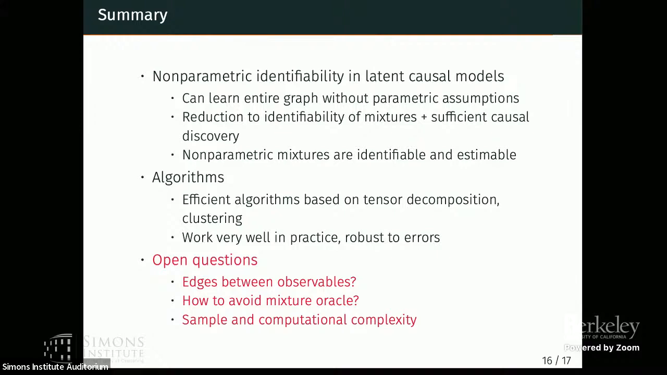For example, one big question is whether it is possible to avoid using this mixture oracle. It's clearly sufficient: if your model is identifiable, you have access to such an oracle. It does not mean you have to use it. An obvious question for the causal inference folks is what if I want to allow edges between the observables? This setting would allow me to start considering some interesting problems involving confounding. And I already mentioned sample and computational complexity questions for these algorithms.